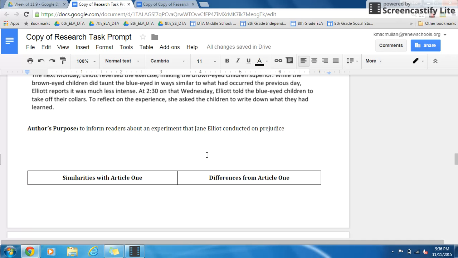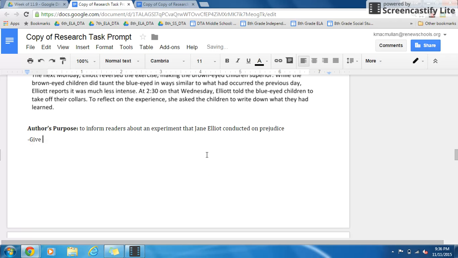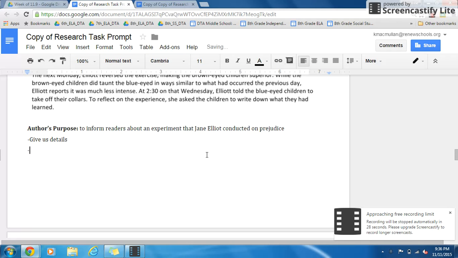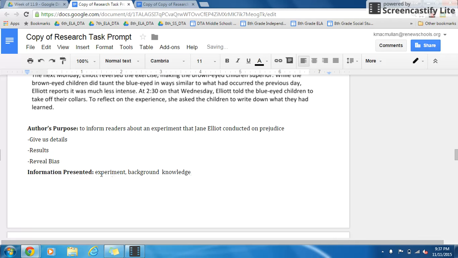So that's what our author wants us to understand: what this experiment was, what she did, and the results that she had. So not only to inform us about the experiment, but to give us details, results, and to reveal bias. The way that information is being presented is really very simply through an experiment. She gives us some background knowledge. Here she gives us background knowledge, but it's mostly this idea that it's through an experiment.